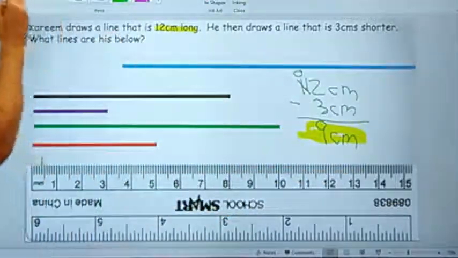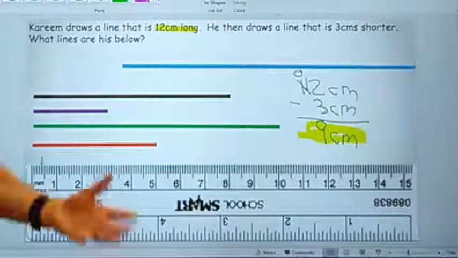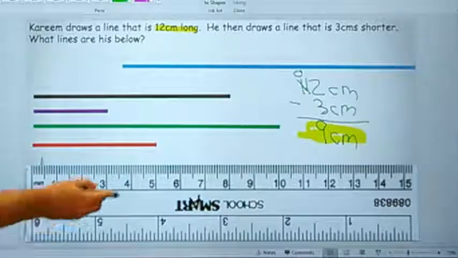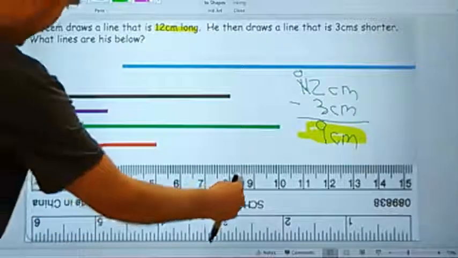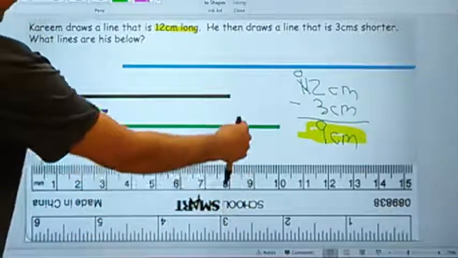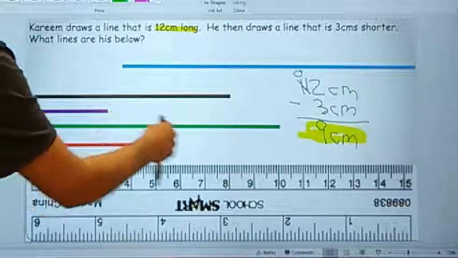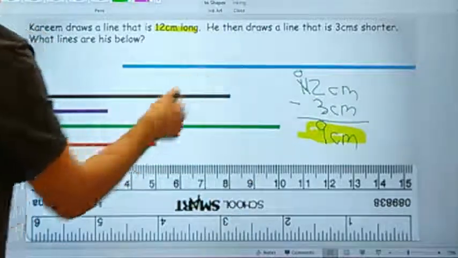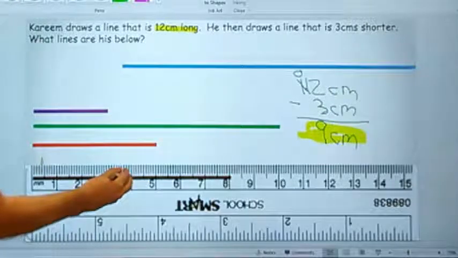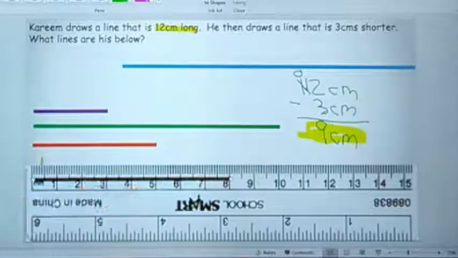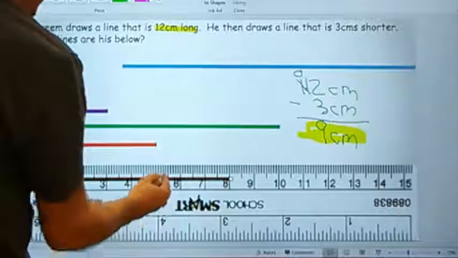So I'm looking for a 9 centimeters long ruler, or rope, excuse me. So here we go. Let's look for 9 centimeters. I know 9 centimeters is about that. I know that one's too short. That one's too short. That looks like the black one. So I'm going to try the black one. Oop. That one's only 8 centimeters. That's not going to work.